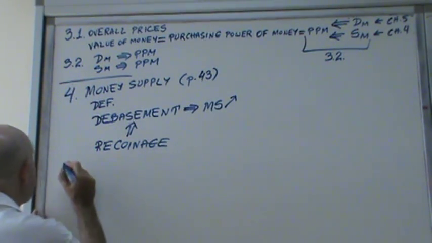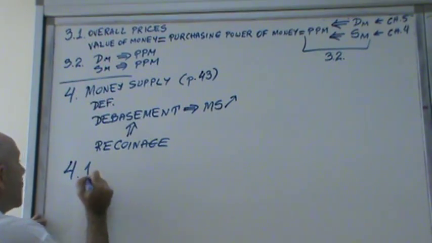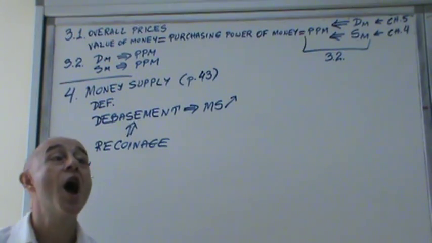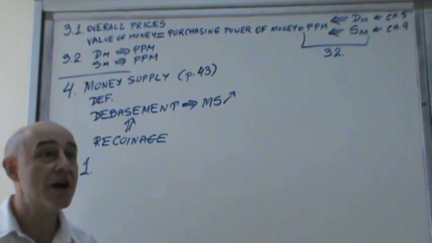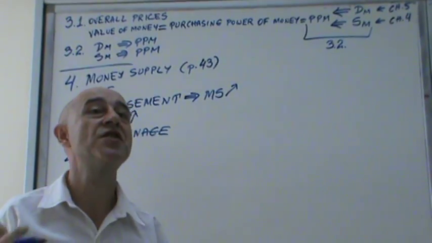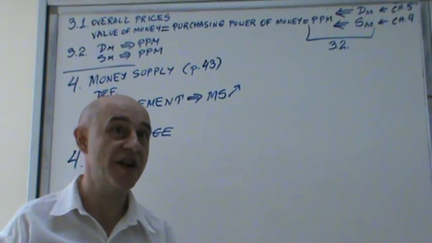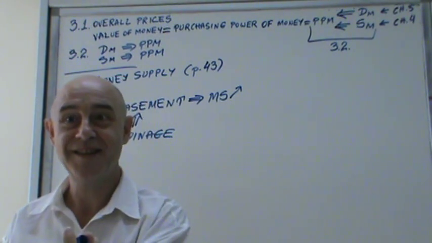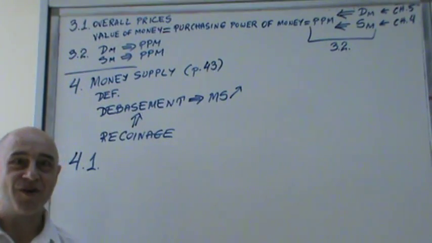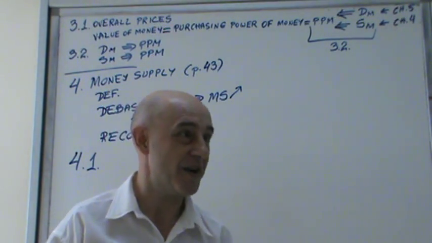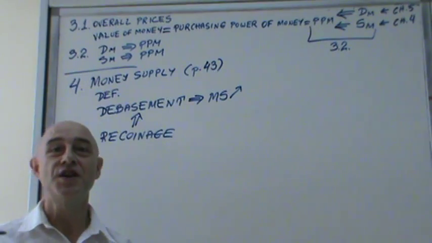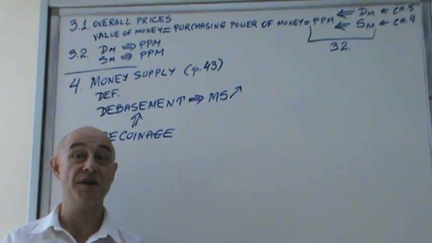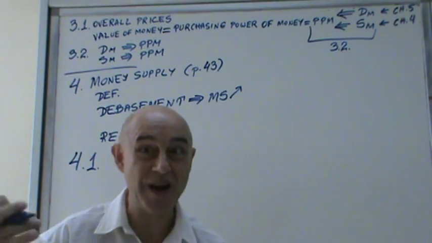All right. 4.1. 4.1 says, what should be the optimal money supply? A lot of times people complain there is not enough money in the country. If we have more money, we will be better off, right? Wrong. Totally and completely wrong. You may double the amount of money, you will not be better off. And she will not be better off. And no one will be better off. You say, yeah, but I have twice more money.